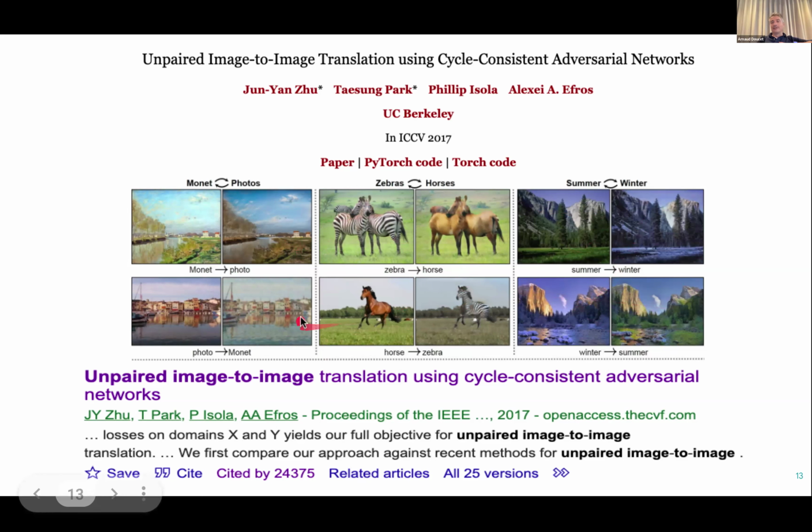There are also things that are really funny, between zebra and horse, for example, or automatically converting a video of a zebra into a video of a horse, this kind of thing.